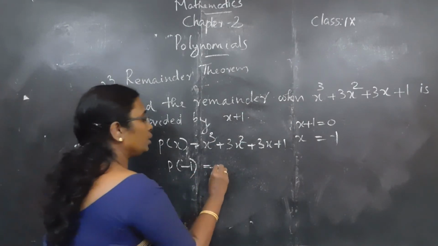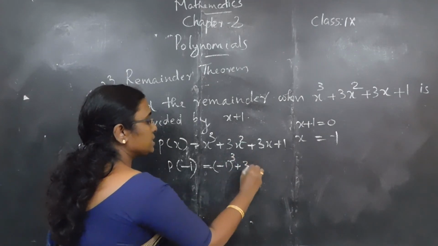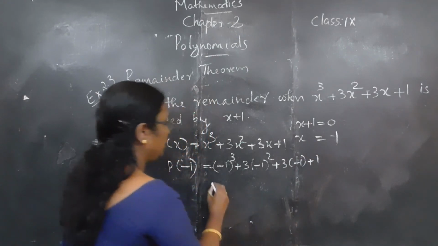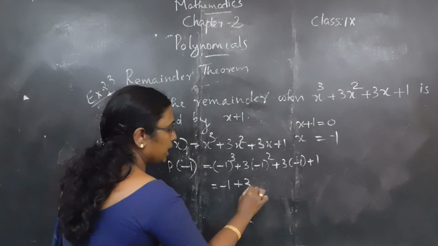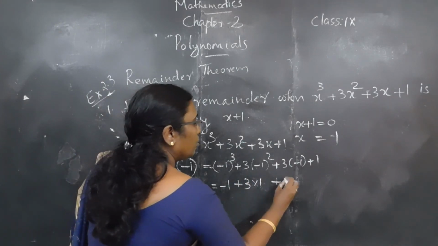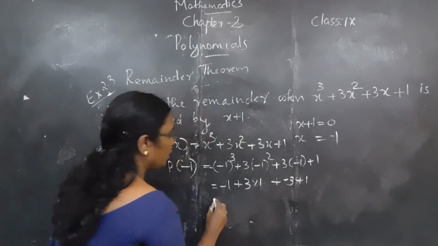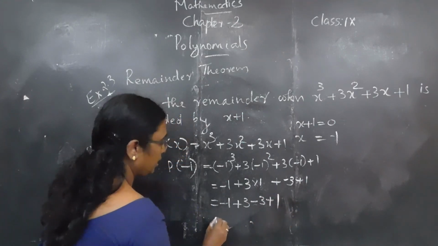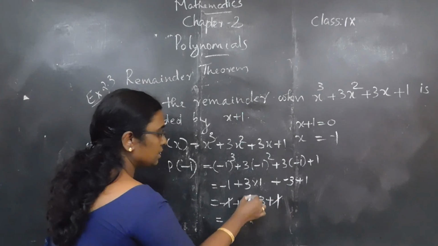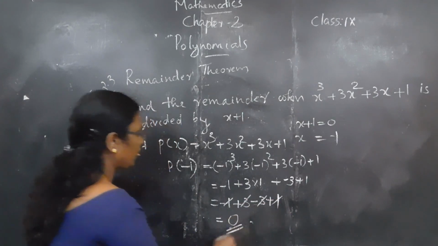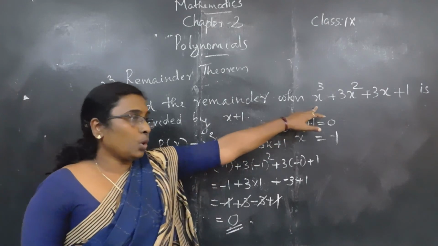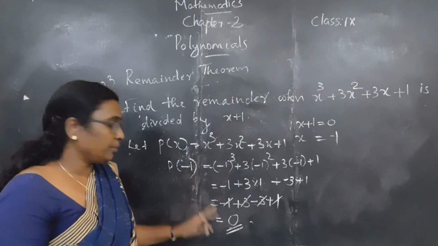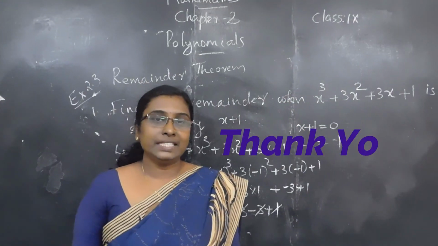So, P(minus 1) equal to minus 1 the whole cube plus 3 into minus 1 the whole square plus 3 into minus 1 plus 1, equal to minus 1 plus 3 into 1 plus minus 3 plus 1, equal to minus 1 plus 3 minus 3 plus 1. Minus 1 and 1 get cancelled, plus 3 and minus 3 get cancelled: 0. Therefore, while dividing this polynomial by x plus 1, we get the remainder as 0.